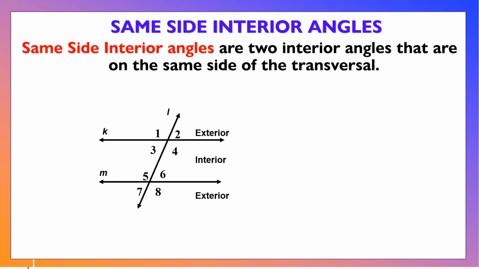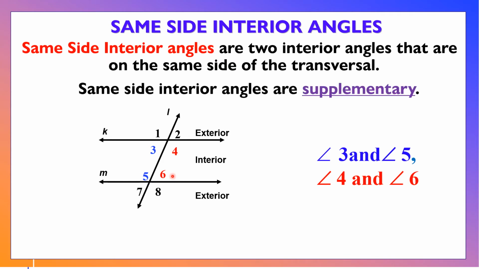Another is the same side interior angles. So same side interior angles are two interior angles that are on the same side of the transversal. So two interior angles on one side of the transversal. So we have angle 3 and 5 are same side interior angles. Another is the angle 4 and angle 6. So these are the same side interior angles.